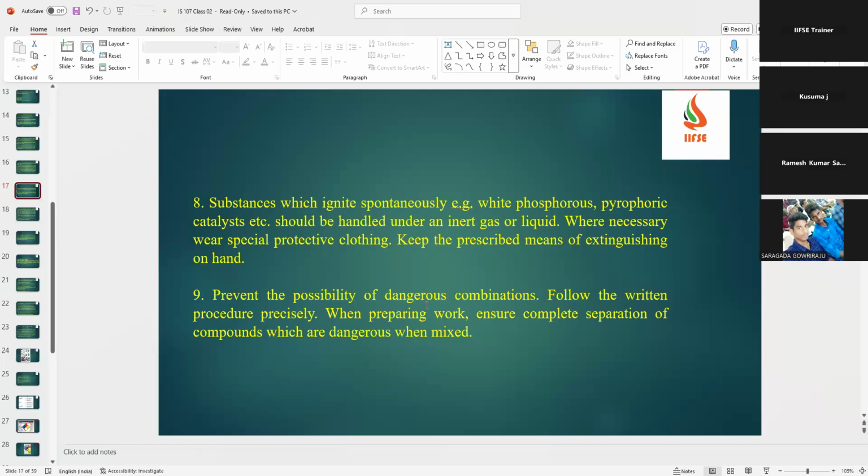So that you can avoid accidents. And also sometimes if they mix together, then it is down to their dangerous properties. Those cases also we have to consider.